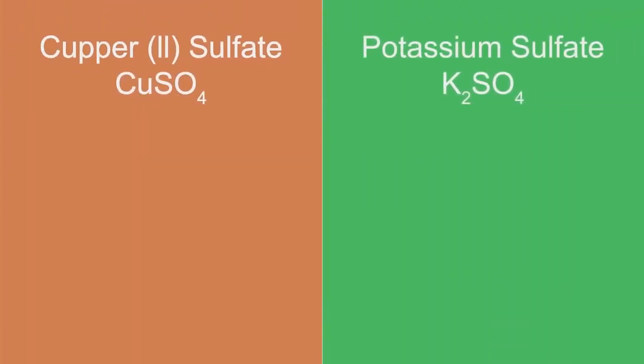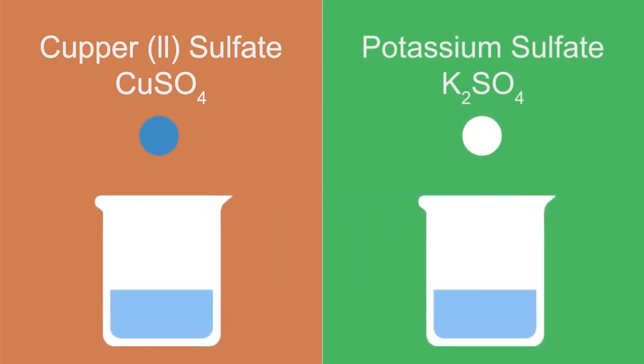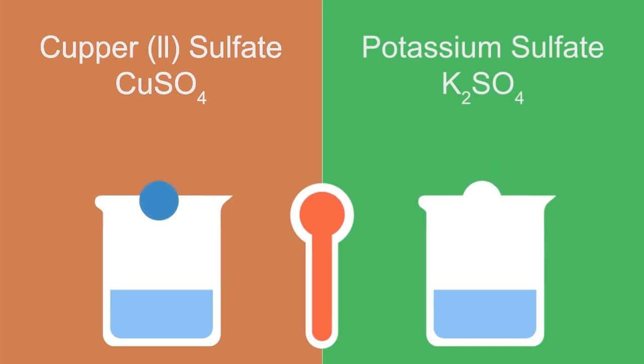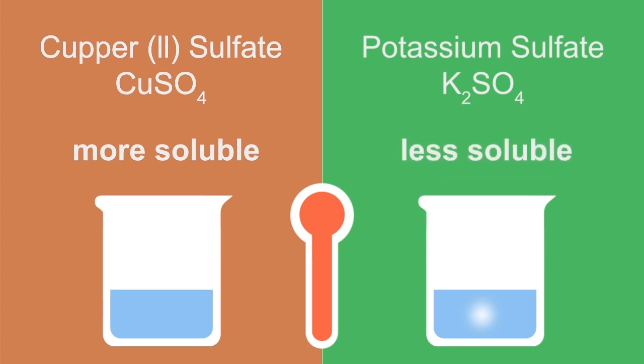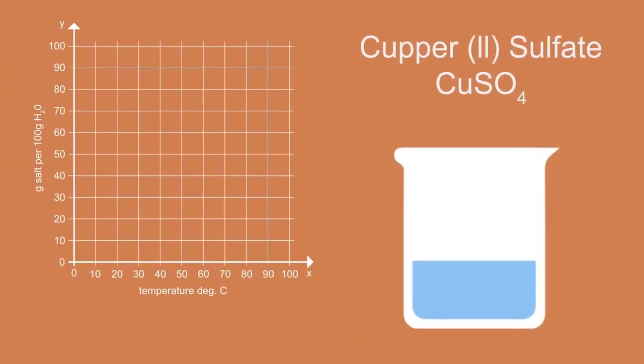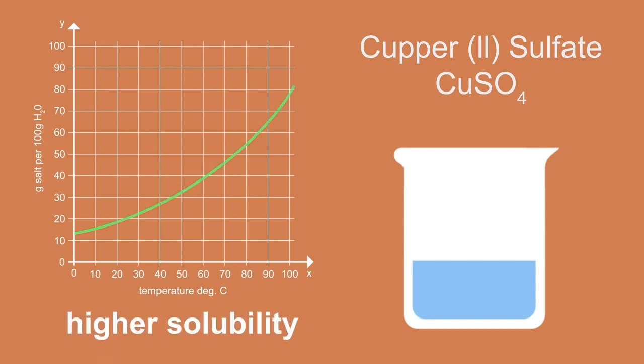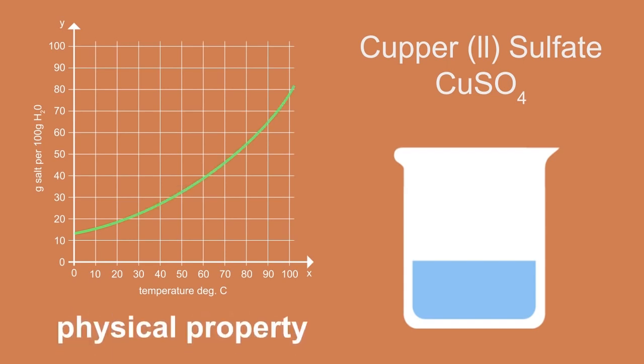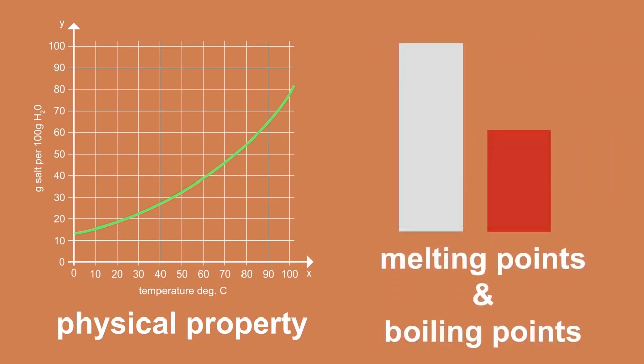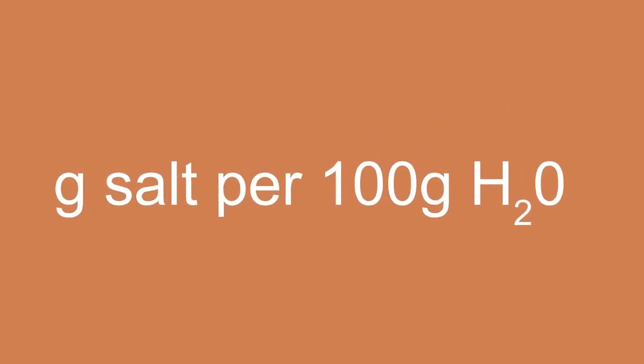If we were to compare copper 2 sulfate and potassium sulfate, we will find that one is bright blue and the other is white. If we tried to dissolve them in water of equal temperature, we will find that copper 2 sulfate is a lot more soluble than potassium sulfate. In other words, copper 2 sulfate has a higher solubility in water. This is actually a physical property of a substance, much like a substance's melting point and boiling point. The solubility of a salt is usually measured as grams of salt per, let's say, 100 grams of water.